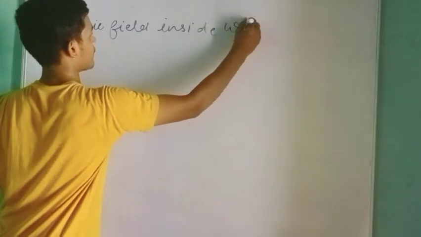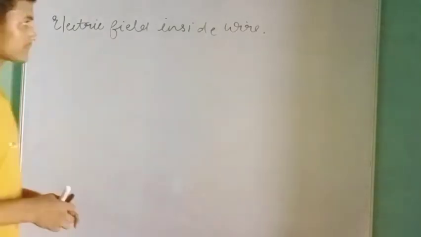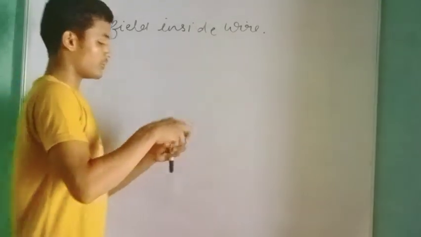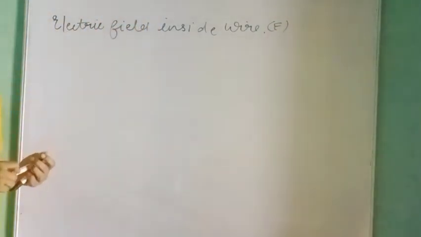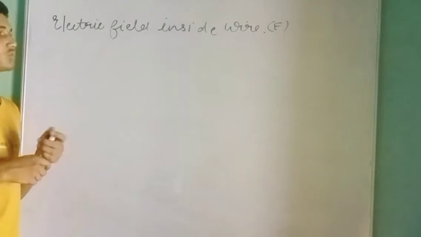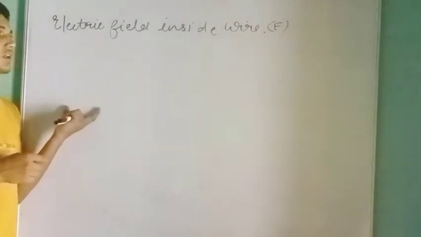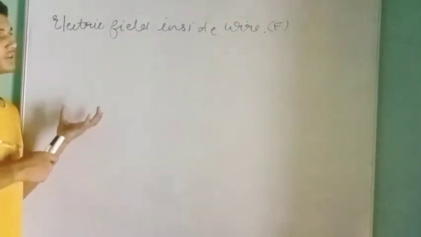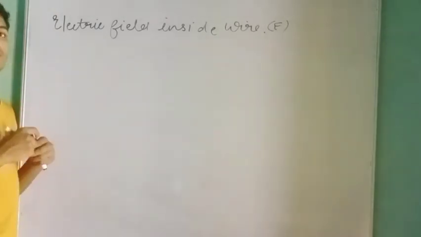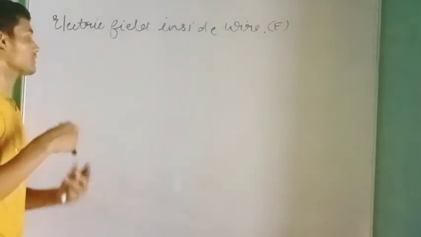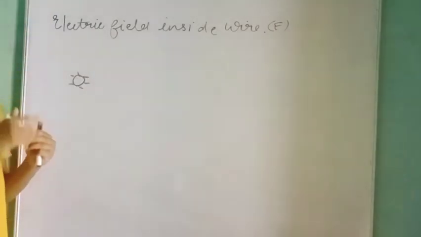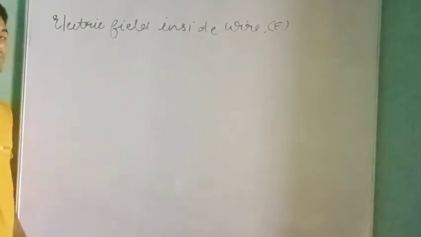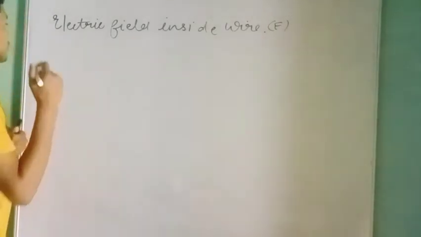Inside wire. So what is the electric field inside a wire? We know that there is no electric field inside any conductor, but here we join the battery. So the electric field in the wire is produced by the battery. We know that in the first chapter there is no charge inside, the charge is at the surface of the body, and we take a charged body. Here we do not take a charged body, we take only the battery, so it gives the charge to that wire.